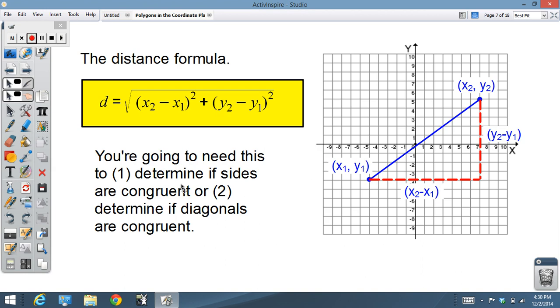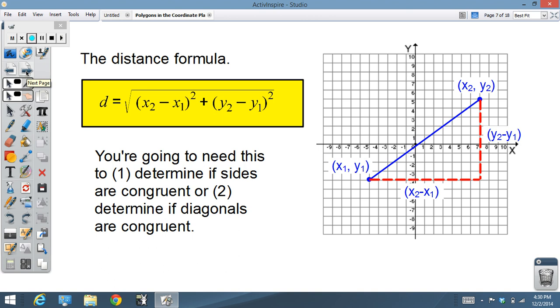You're going to need this to determine if sides are congruent on a given polygon or a shape that we put on a grid. Okay? Or we can also use it on diagonals. Remember, some of our polygons are special quadrilaterals that we've talked about. We know that diagonals have to be congruent, for example, in rectangles, right? So that would also be an instance where you may need to use the distance formula. So here's the distance formula again.